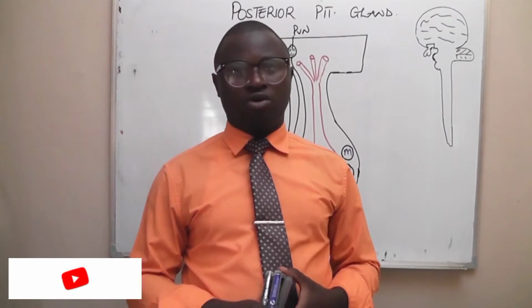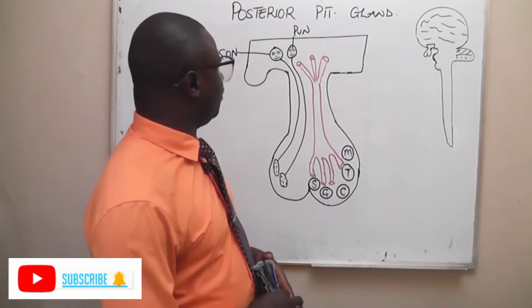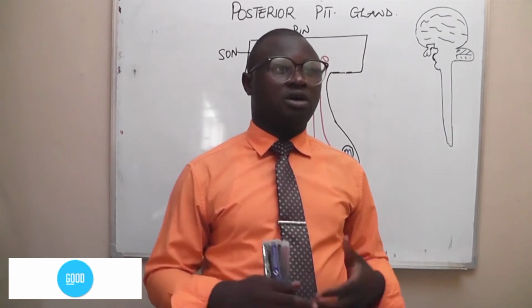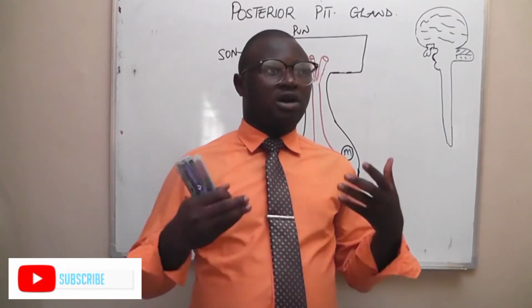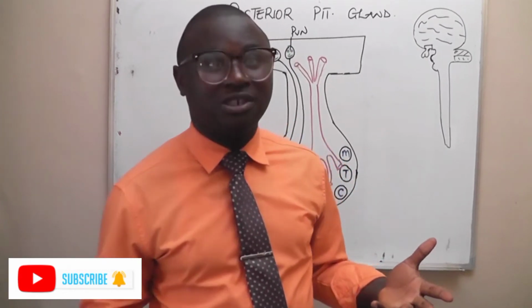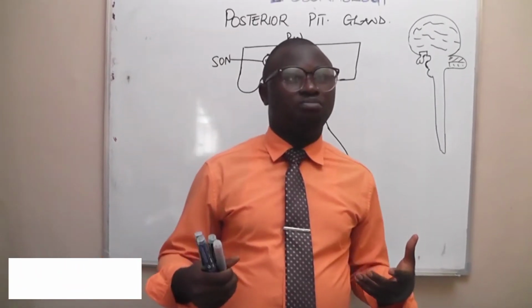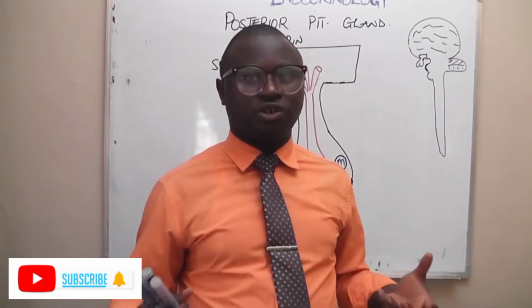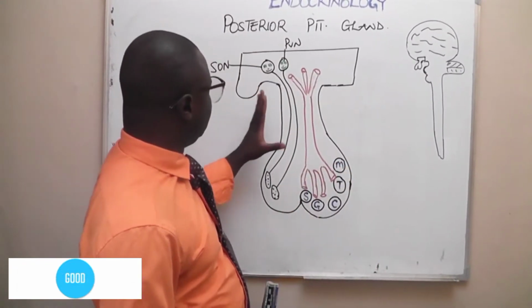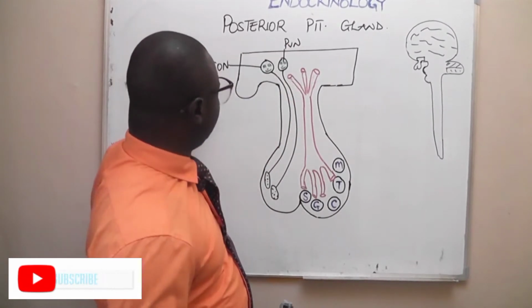aiding in labor. Then the second function of oxytocin, we mentioned that it also helps in the removal of breast milk. I think a better word to use is breast milk expression. Okay, so that is that about oxytocin and everything about the posterior.